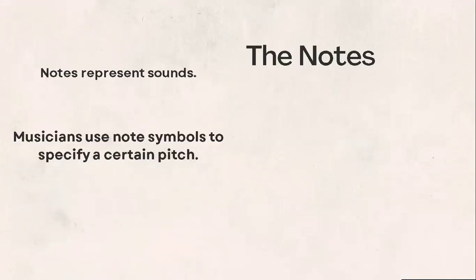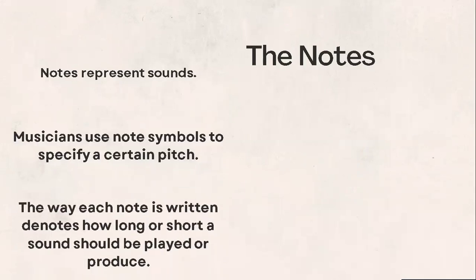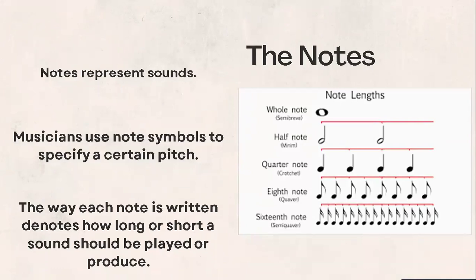The notes. Notes represent sounds. Musicians use note symbols to specify a certain pitch. The way each note is written denotes how long or short a sound should be played or produced. A whole note, a half note, a quarter note, an eighth note, a sixteenth note.